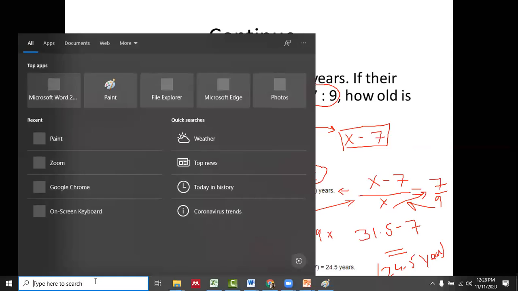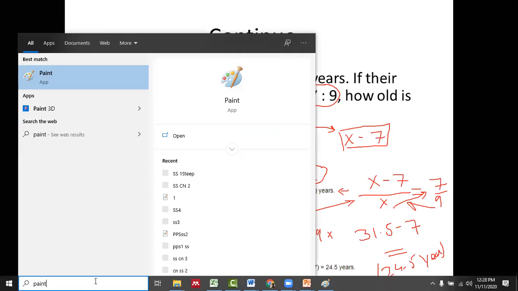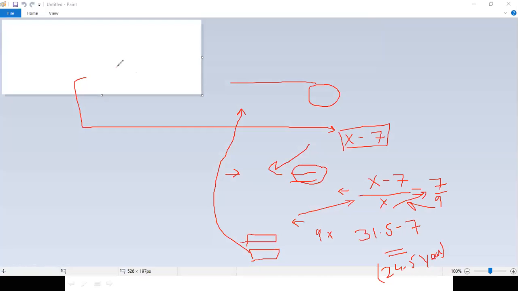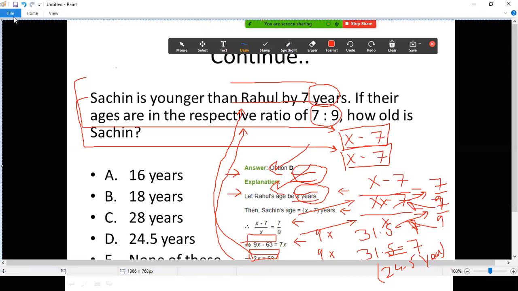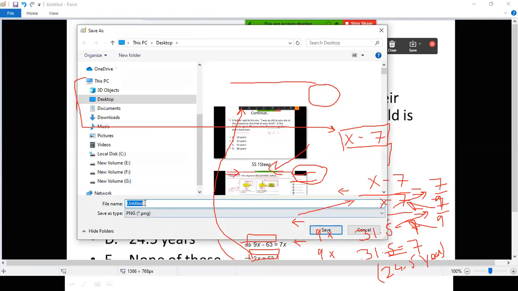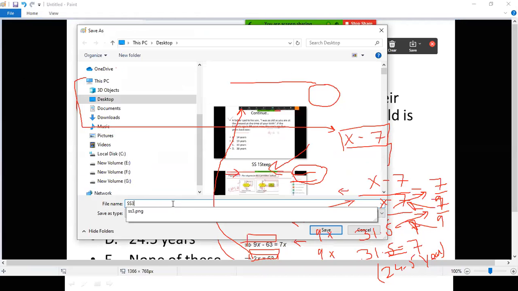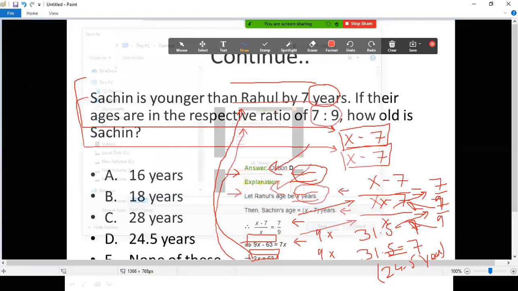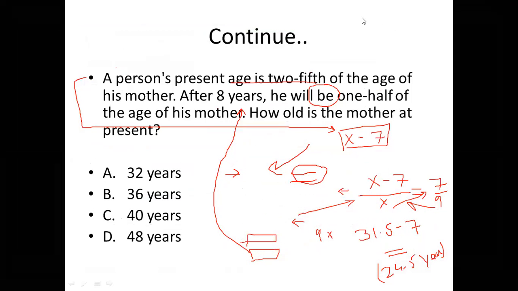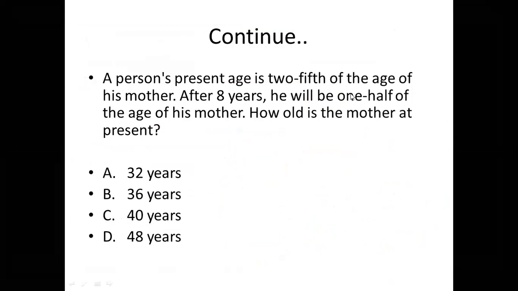Okay, note it down. Please take the screenshot. Okay, moving further. Yes, can anyone read? Who will read this time? Yes, anyone, please read it out.